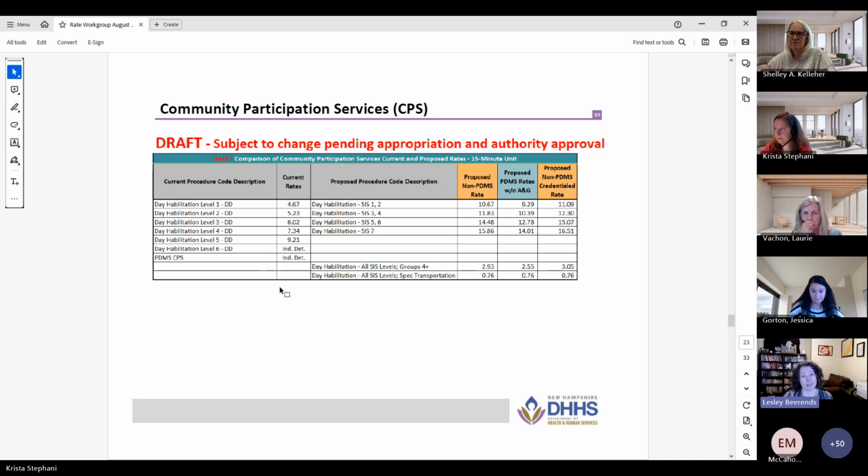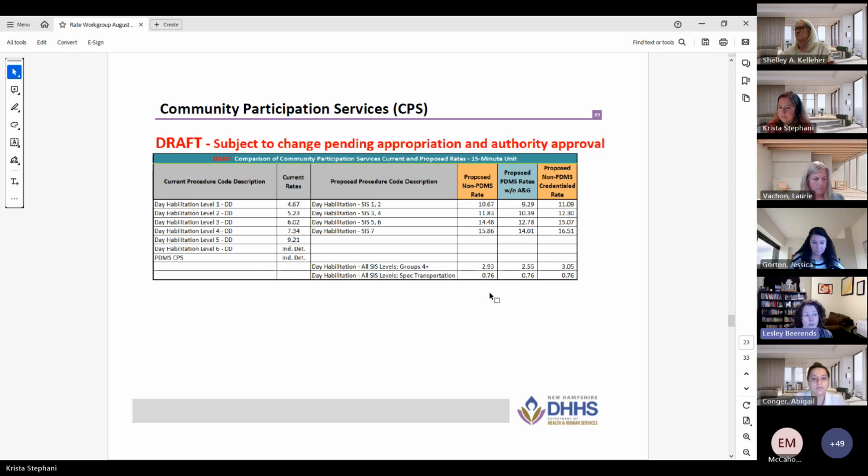The rest of those columns are the proposed. So you can see that we are proposing 4 different levels for CPS: your CIS levels 1 and 2, 3 and 4, 5 and 6, and then 7. That is not the same breakout for all services. I just wanted to start that out there. So for CPS, these are the 4 levels that we're looking at.